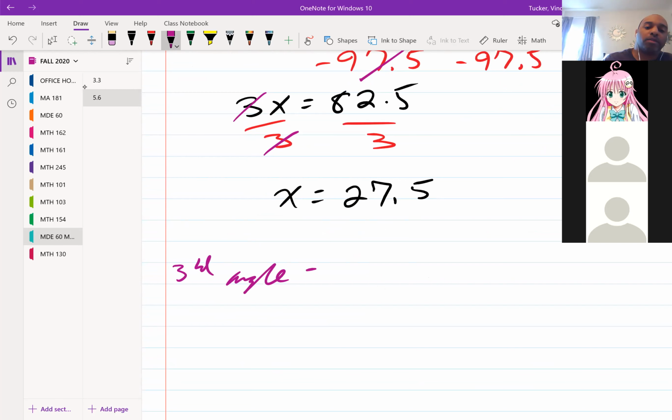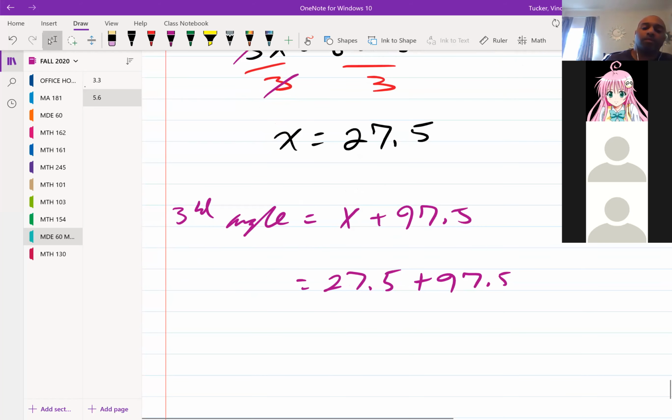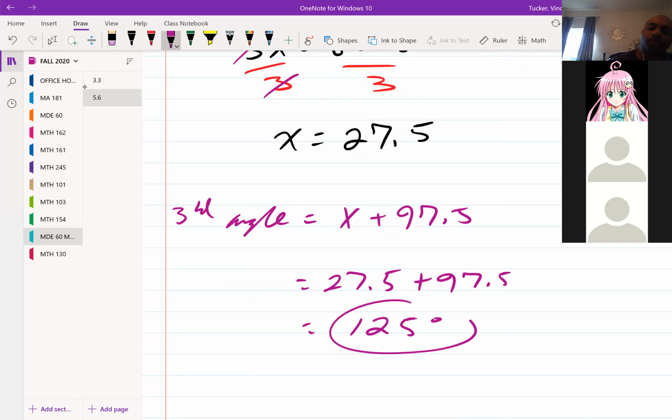So the third angle is x plus 97.5. So that's 27.5 plus 97.5, and that result should be 125.